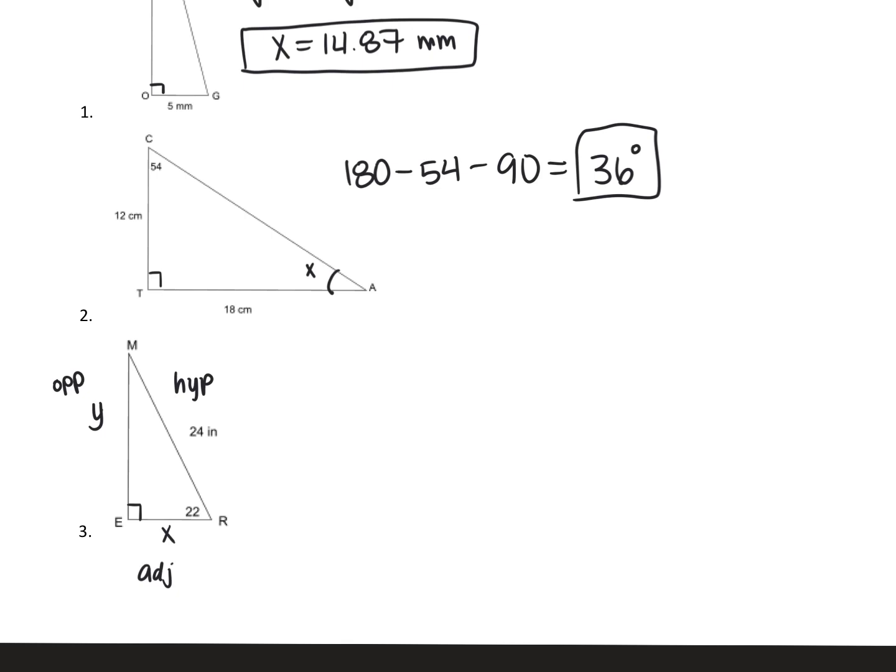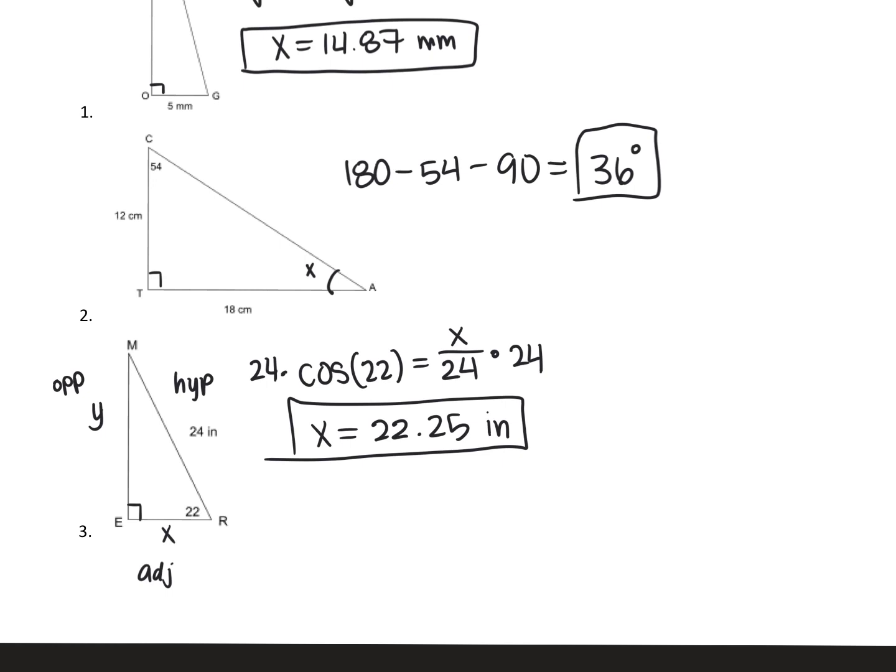So that tells me which trig ratio to use. Adjacent and hypotenuse is cosine. So I know cosine of 22 equals the adjacent side x over my hypotenuse of 24. To solve for x, I'm going to multiply both sides by 24, and I'm going to do 24 times the cosine of 22. Now you do need to make sure that your calculator is in degree mode for this. And if you want to make sure, just ask me. And we get 22.25, and then it would be inches.